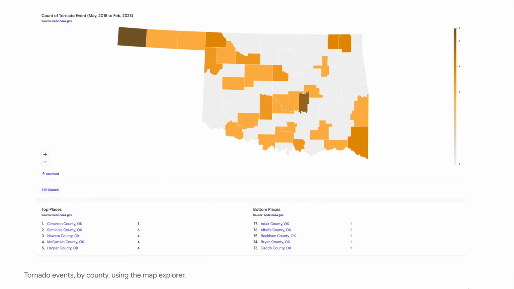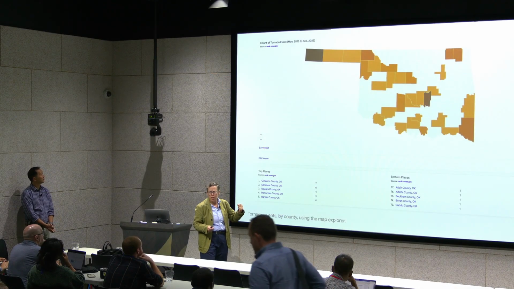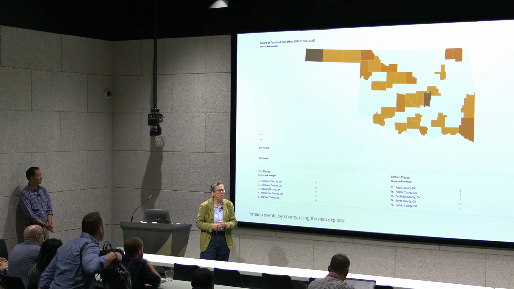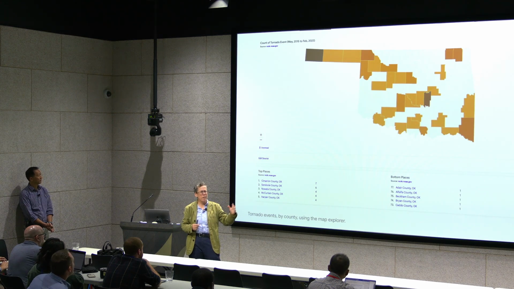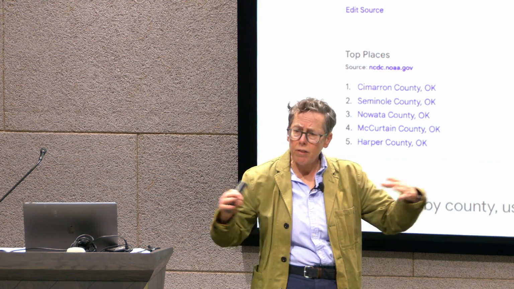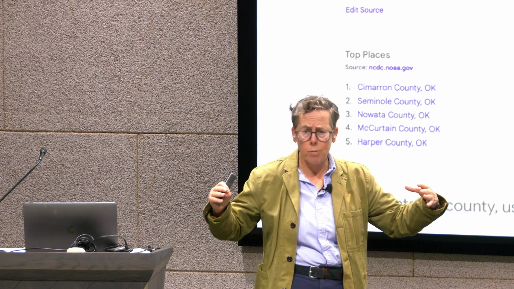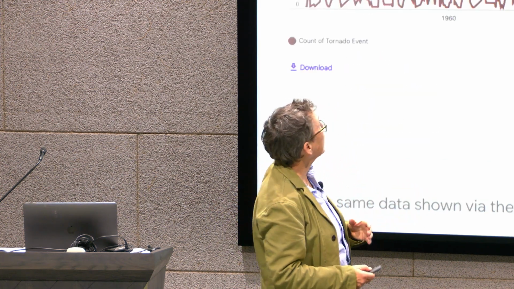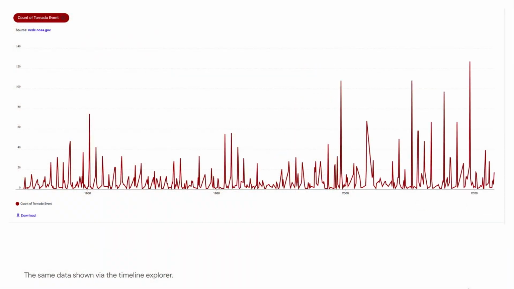And then you can go in and look at something more specific, like using the Map Explorer. In this instance, this is all tornado events over a period of time across Oklahoma. It was not intentional to have a Wizard of Oz theme, but that's how it worked out. But you're able to look at that, and you can broaden that view. So you can say, oh, show me what it looks like in neighboring states or across the US. And you can also take the same data and put it on a timeline.